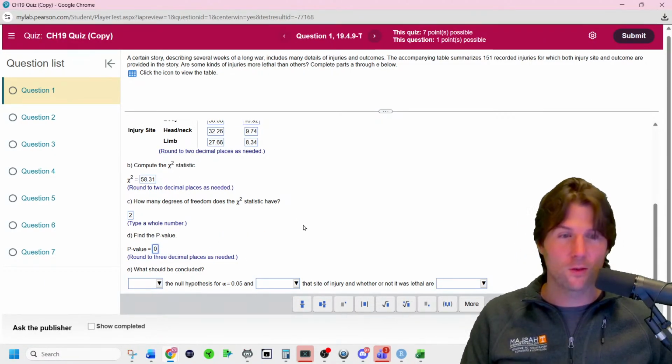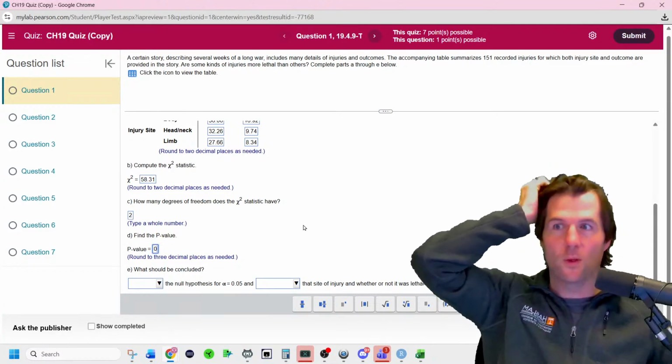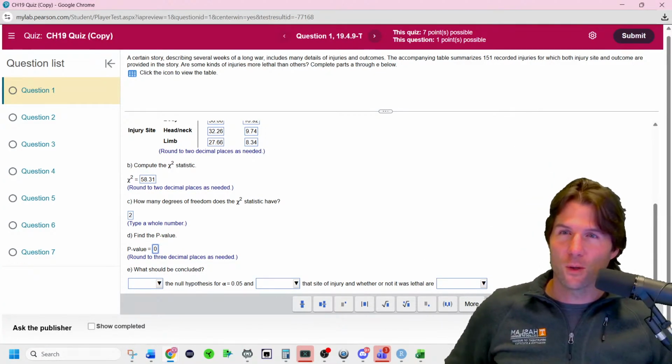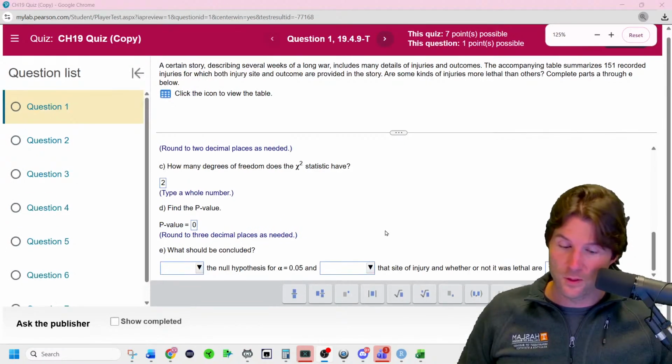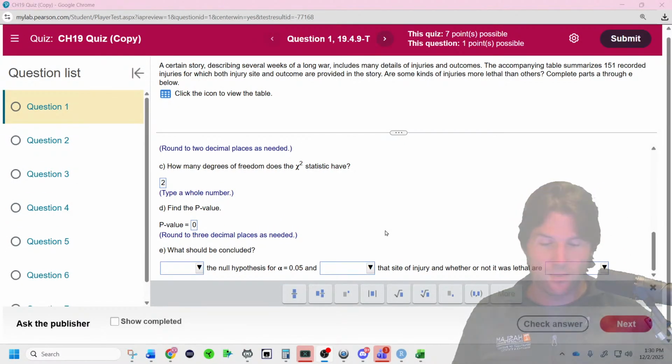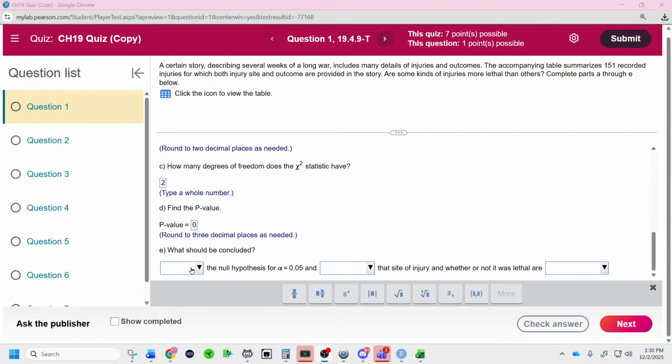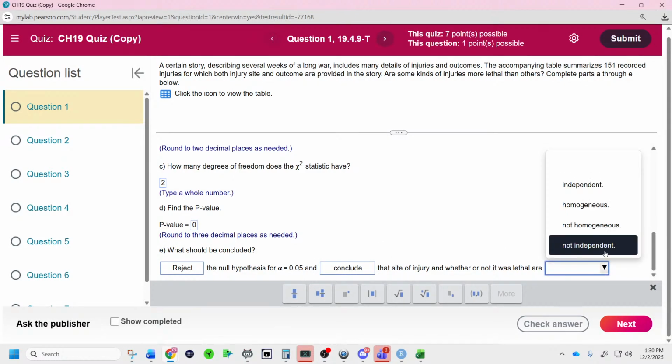P-value was 0. So do we reject the null or not reject the null? The p-value is 0. That's about as clear a thing as we could put on a test. You definitely reject the null. We reject the null. There is strong evidence. So you conclude that they are not independent.